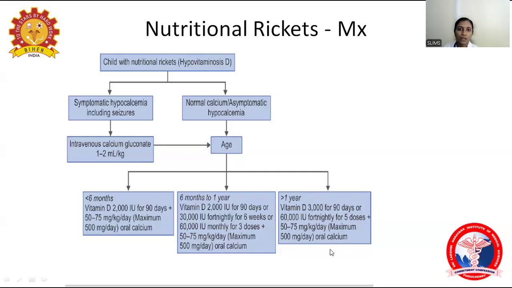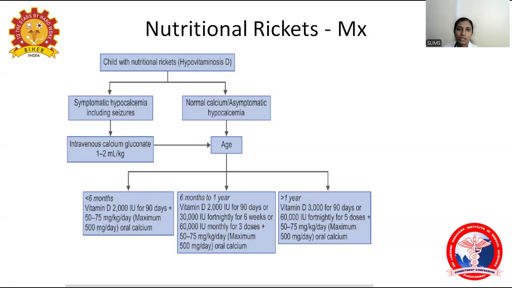Okay. So, revising again: less than 6 months, 6 months to 1 year, more than 1 year. Till 1 year, it is 2,000 international units per day for 90 days for both, plus 50 to 75 milligram of calcium per kg per day through the entire course for all the three. For small children, only this daily dose is taken. When they become more than 6 months to 1 year, we will give a trial of either 30,000 international units once in 2 weeks for 6 doses.